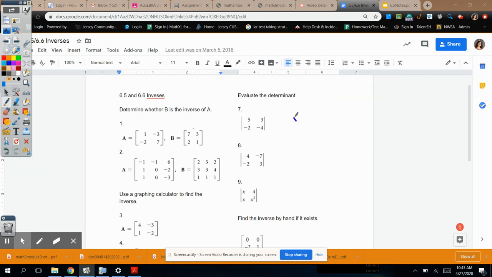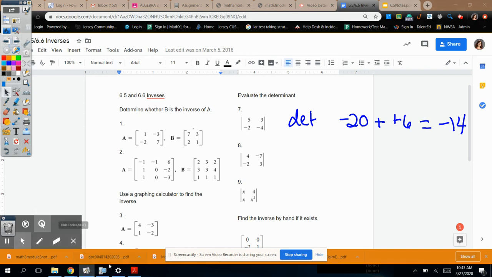So here, the determinant of this guy would be 5 times negative 4, which is negative 20, minus 3 times negative 2 is negative 6, which becomes plus the positive. So the determinant here is negative 14. Now your calculator can do this as well.